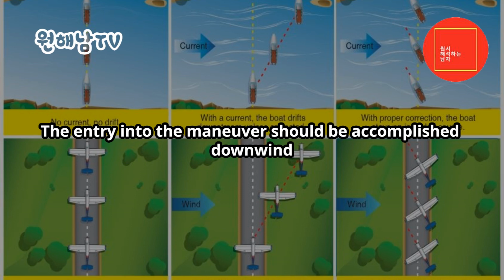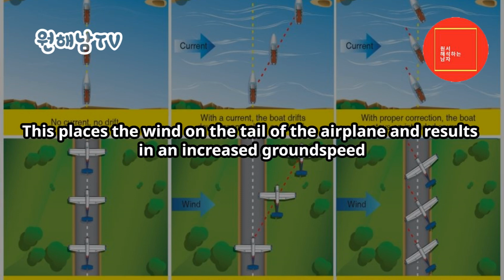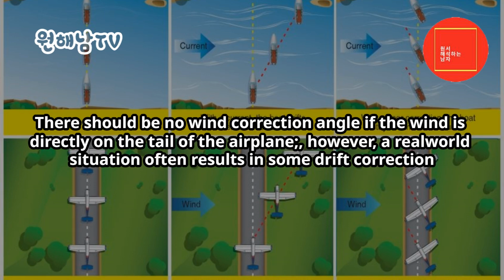The entry into the maneuver should be accomplished downwind. This places the wind on the tail of the airplane and results in an increased ground speed. There should be no wind correction angle if the wind is directly on the tail of the airplane, however, a real-world situation often results in some drift correction.